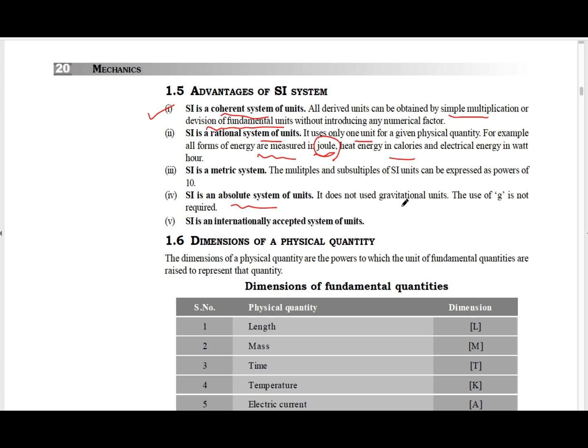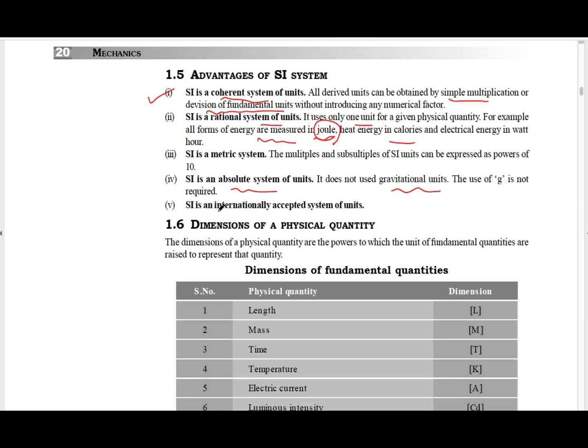It does not use any gravitational or any other standard physical parameters to explain any quantities, and it is accepted internationally all across the globe. Whether you are discussing physics in India, in the USA, or in Europe, all these fundamental and derived SI units are equally considered valid.